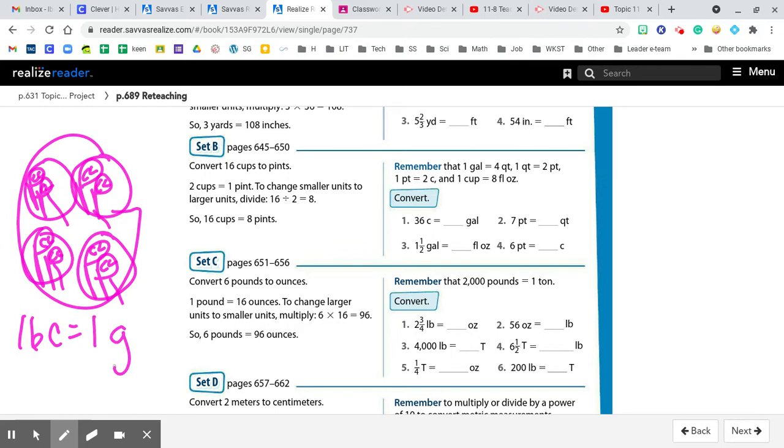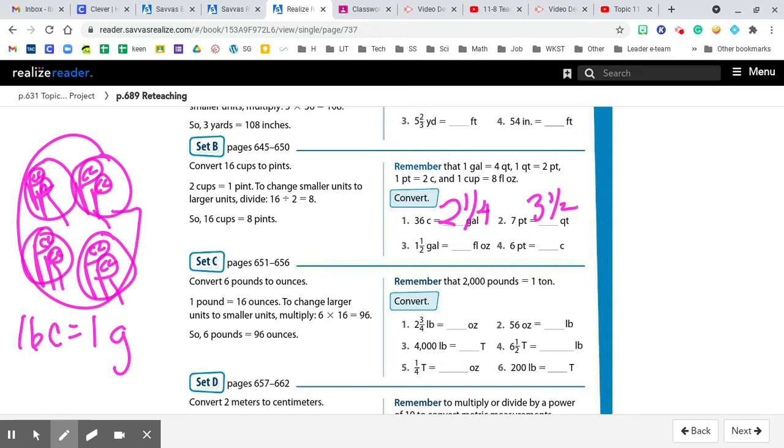So 36 cups would be how many gallons? So we're going to divide 36 by 16, and we're going to get 2.25 gallons. Or you could say, yeah, I guess because they want it in gallons for that one, because you could say 2 gallons, 1 quart. But 7 pints, we're going to divide. How many pints are in a quart? 2 pints are in a quart, so we're going to divide 7 by 2, and we get 3.5.